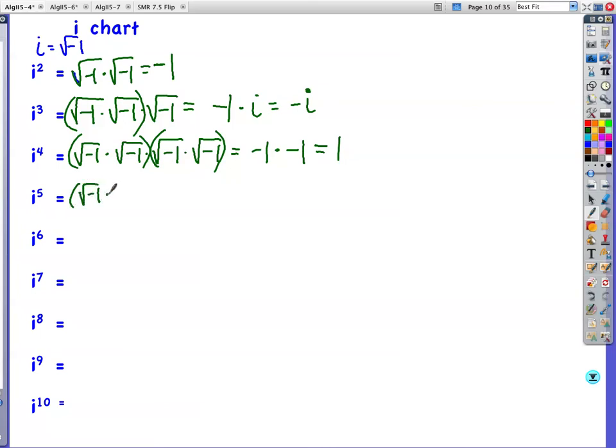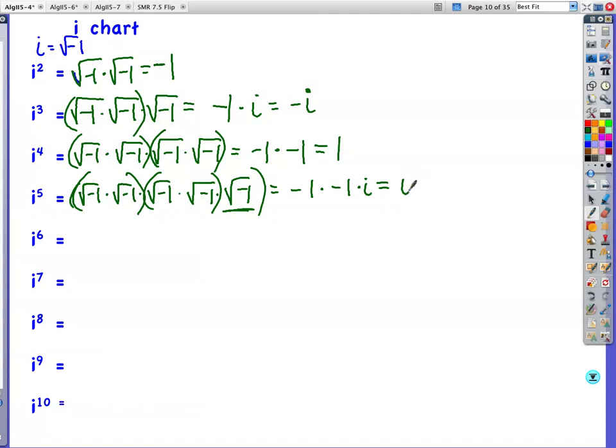i to the fifth. Square root of -1 times square root of -1 times square root of -1. All right, I got a lot there. This part, I'm going to write, is -1. This part is also -1. But what do I have dragging along behind that I don't want to forget about? Square root of -1. But I don't write square root of -1. I write i. Okay? So negative times negative is positive, and now I have i.